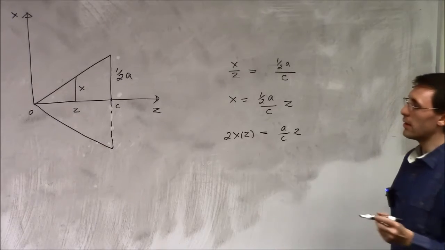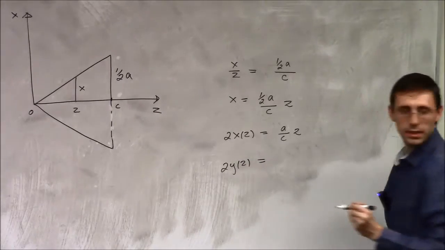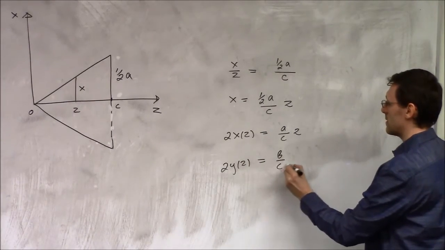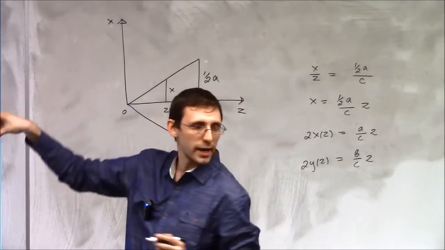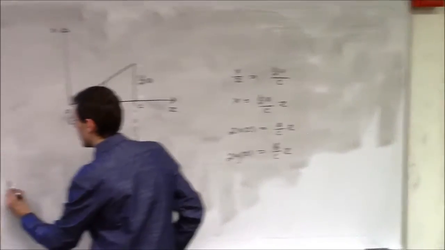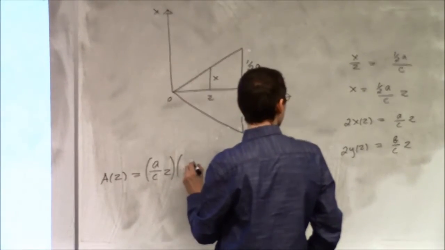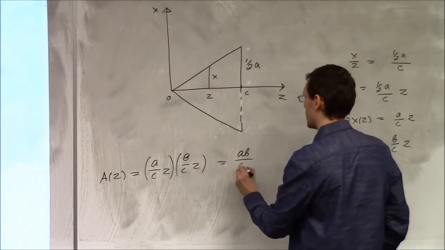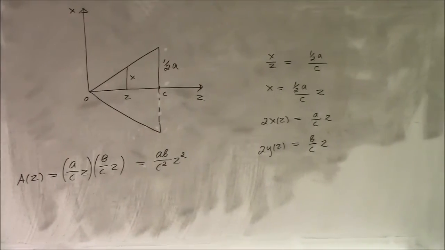Now, similarly, I can calculate what 2y of z is. Y of z, I just relabeled, so now this would be one half b, so that would be b over c. You agree? It's exactly the same, I just changed the x axis to the y axis, and I have a similar picture. So we have 2y of z is this. So now I have that the area at z is simply a over c z times b over c z, which is simply ab over c squared times z squared. You agree? That's my cross-sectional area. You understand, yes?